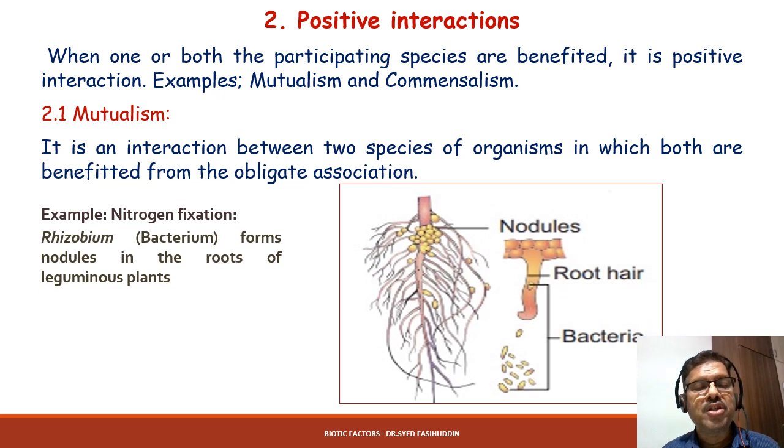Nitrogen fixation: the Rhizobium bacterium forms nodules in the roots of leguminous plants and lives symbiotically. The Rhizobium obtains food from the leguminous plant and in turn fixes the atmospheric nitrogen into nitrate, making it available to the host plant.